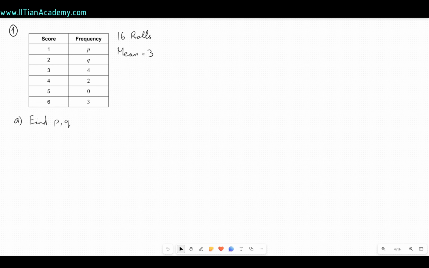So question 1, we are told that Claire rolls a 6-sided die 16 times, and the scores obtained are shown in this frequency table, and we're told that the mean is 3. We need to find the value of P and Q for part A.